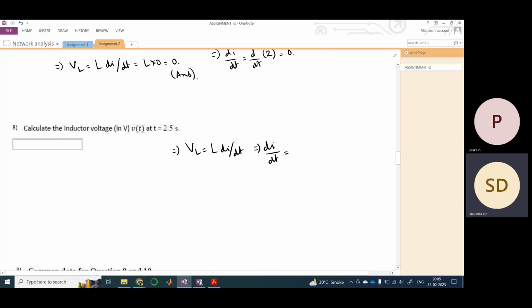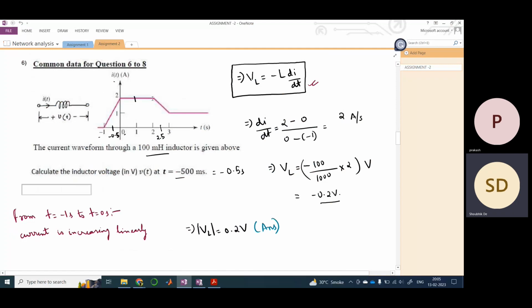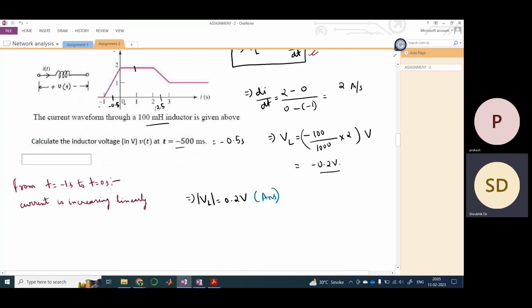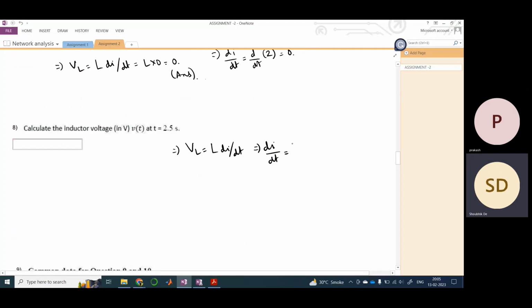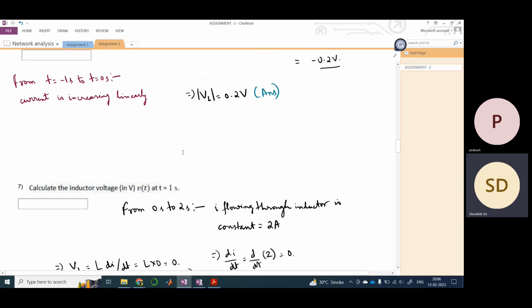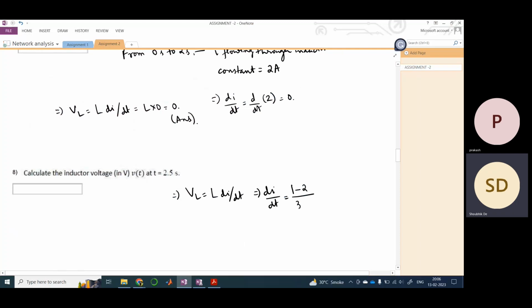My initial current is what? Initial current means current at 2 seconds, right? Because here from 2 to 3 the current is changing. So what is my current at 2 seconds? It is 2 ampere. And what is the current at 3 seconds? It is 1 ampere. So if I write the final current, it is 1 ampere. So this is 1 minus 2. And what is the time? It is between 2 to 3, right? So basically final minus initial, 3 minus 2. So this is 1.